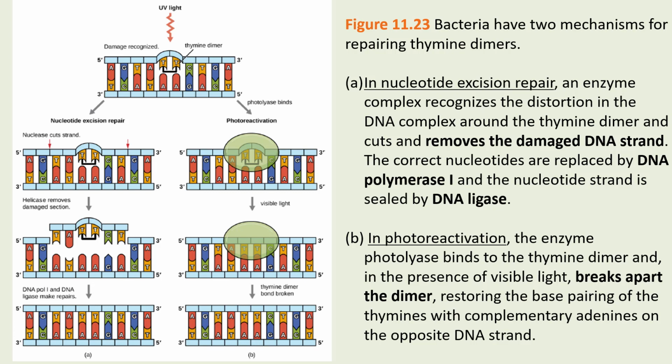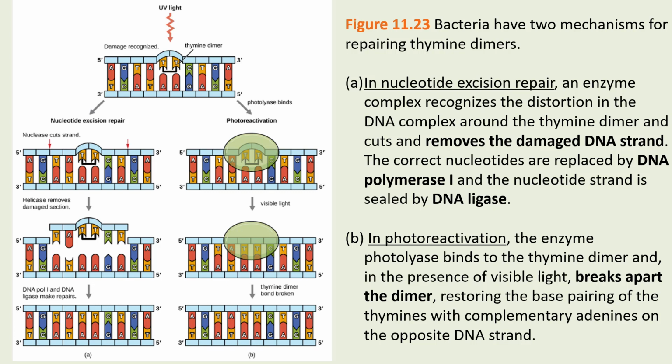Now in this case there's two ways of repairing this bulge, or to separate the thymines. In the first case, shown on the left, the cell's nuclease enzyme will excise or remove part of that double-stranded DNA, and then DNA polymerase 1 will come over and backfill. It will add the correct nucleosides.